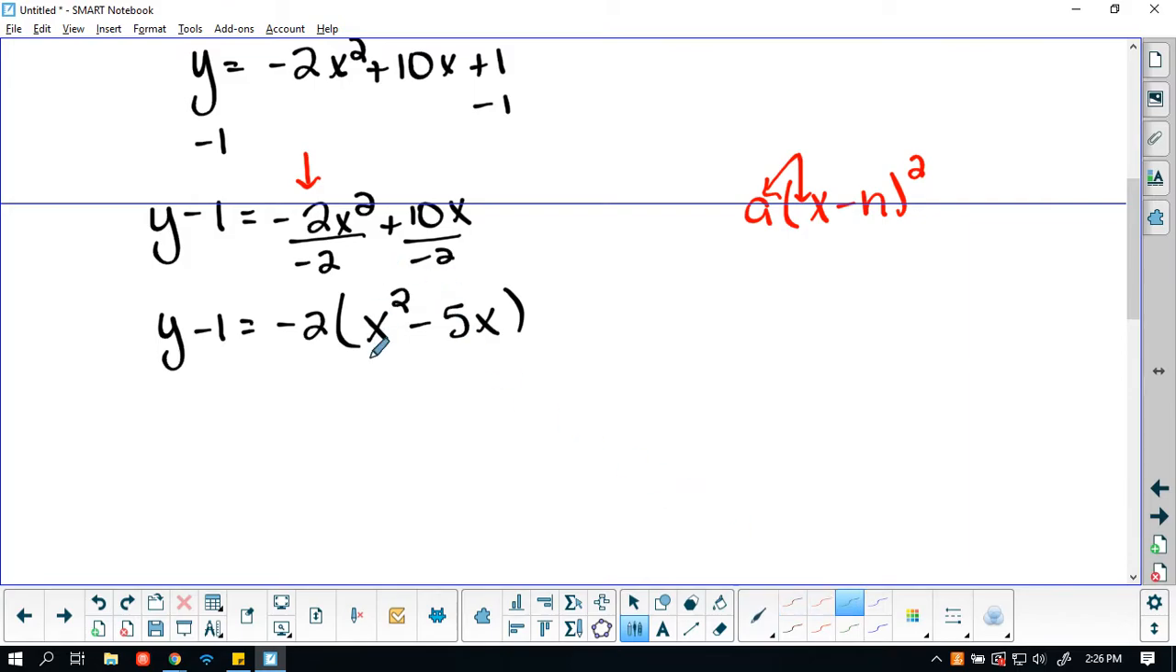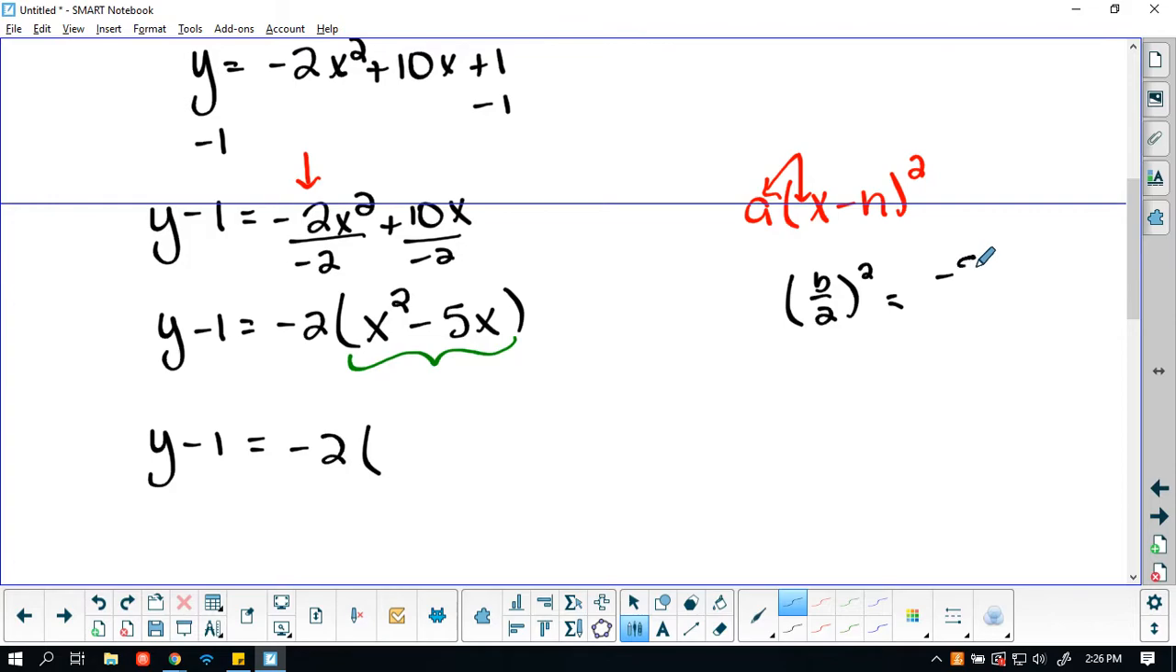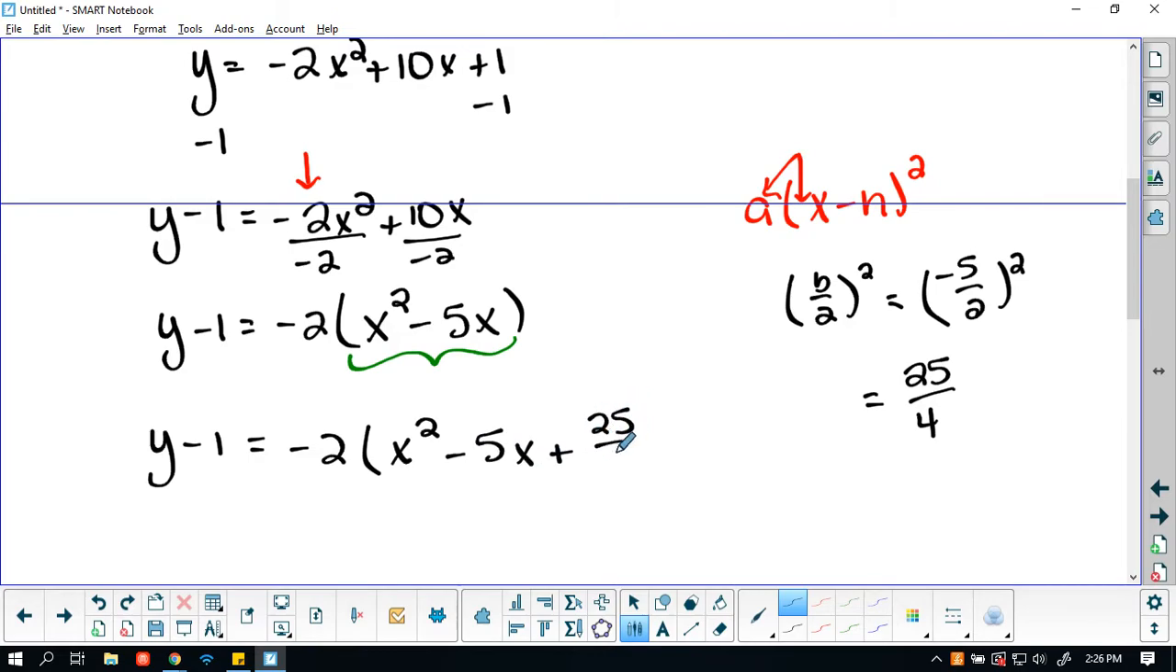Now I'm going to do this in pieces because it's a multi-step problem. I'm going to focus on the parentheses, and I'm going to make these parentheses a perfect square. So y minus 1 equals negative 2. And remember, I told you that the c component is going to be b divided by 2, squared. In our case, we're looking at negative 5 divided by 2 squared, which is going to be this nice number, 25 divided by 4, not 2. So now I'm looking at x squared minus 5x plus 25 divided by 4.